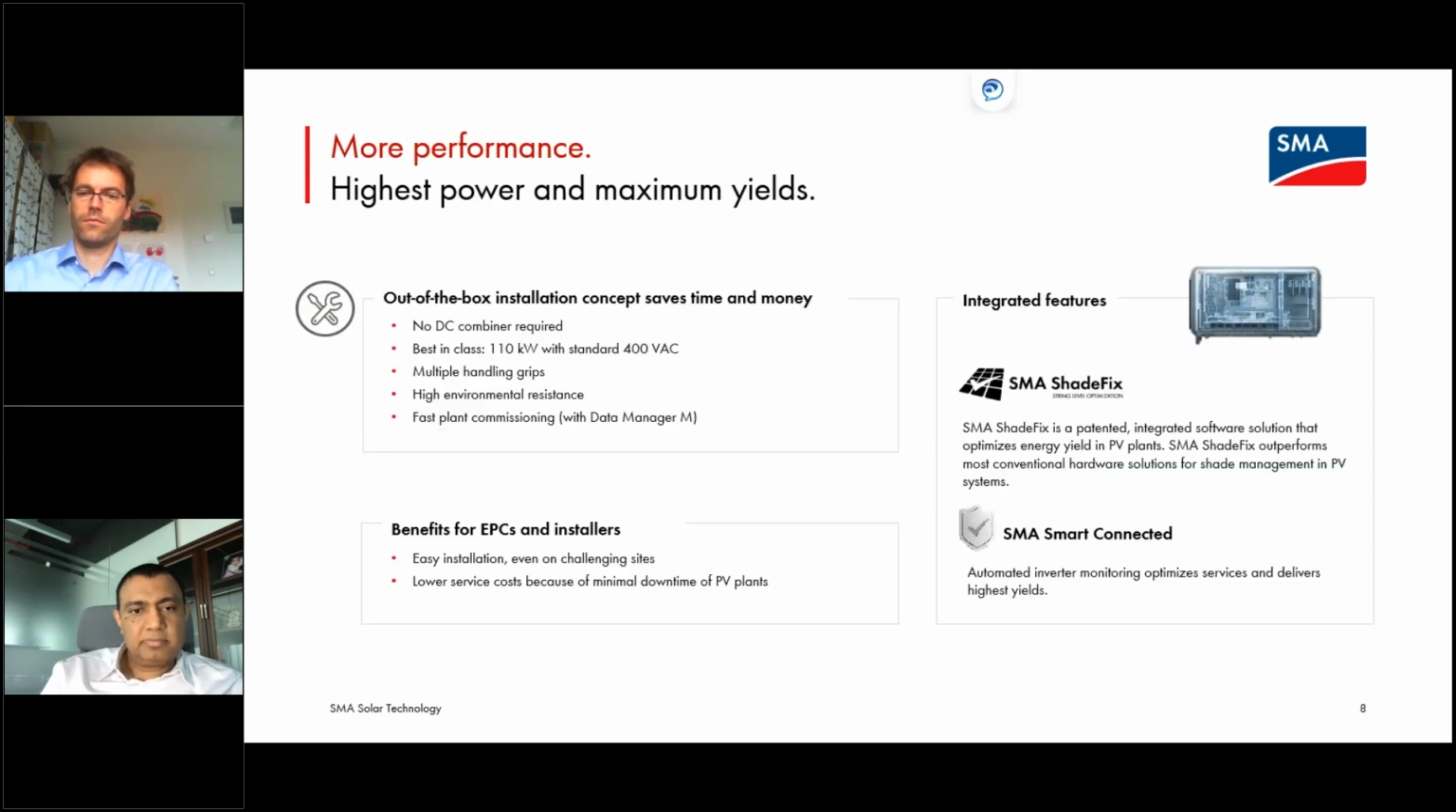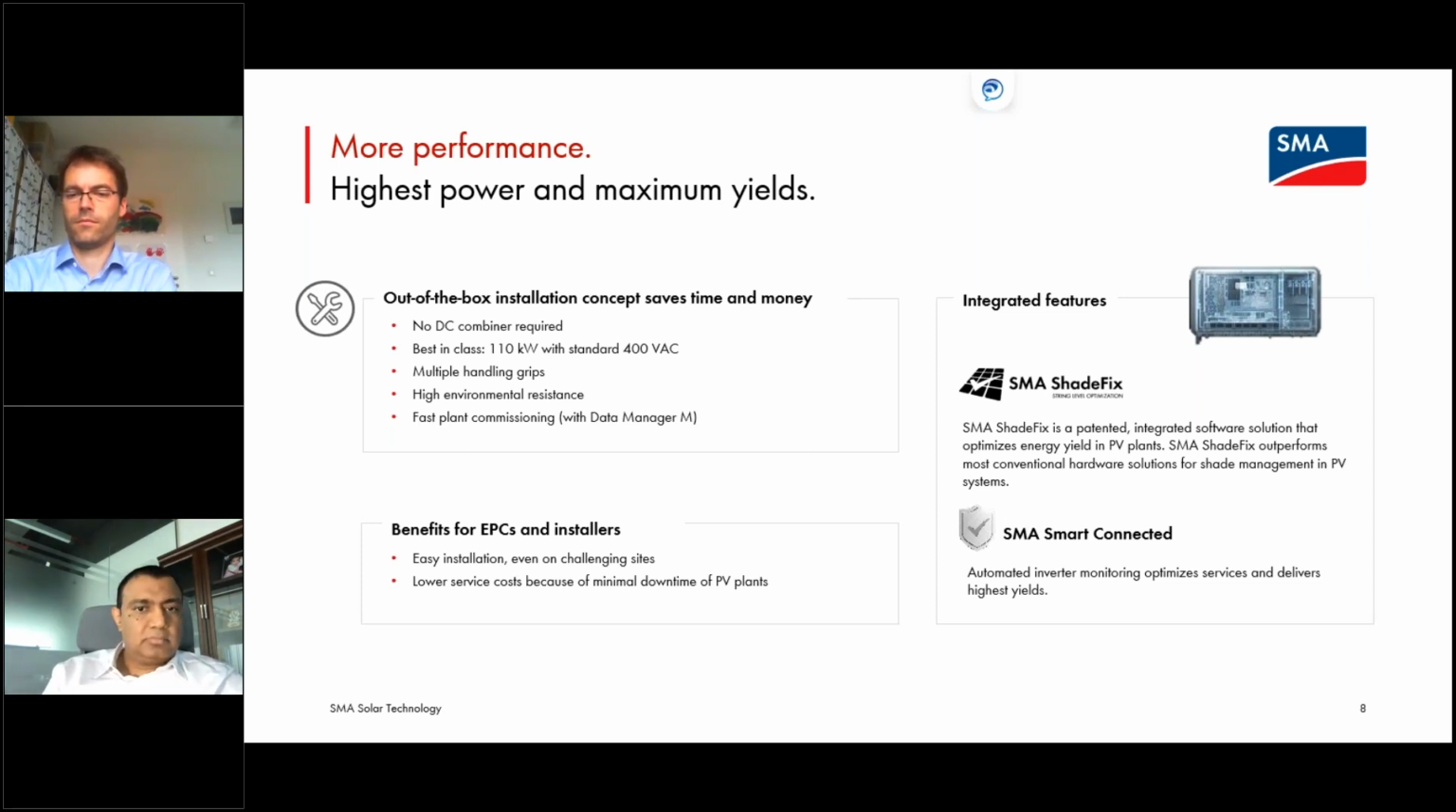So here are some other features out of the box. As mentioned before, no DC combiner is required. We do have a 110 kilowatt PV inverter, standard 400 volts AC. 400 volts AC means it comes standard with 400 volts AC, but can also be used at 380 volts AC or 415 volts AC. So this is also possible. It is designed also for this kind of region, so you can also hang it outside.